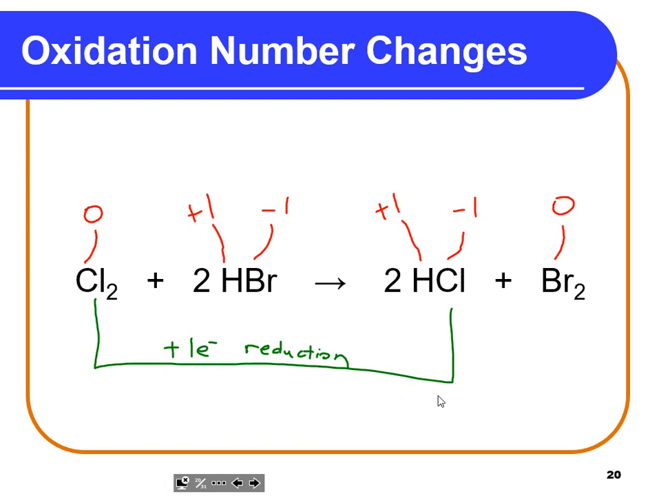Look at my next one here, bromine. Bromine went from -1 to 0, so it has lost 1 electron. Losing electrons is oxidation. So, losing that 1 electron, oxidation. Chlorine gained that 1 electron, reduction.